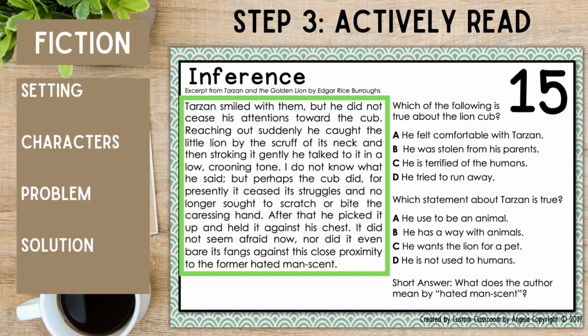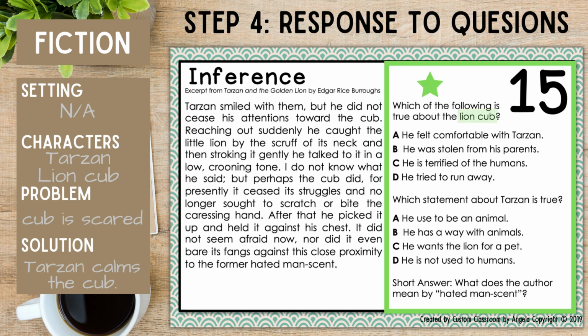We can see that this is a fictional passage about Tarzan. So for step 3, actively read, we will think about setting, character, problem, and solution. In this passage, the setting is hard to tell, but unrelated to the question, so we'll move on. The characters are Tarzan and the lion cub. The problem is the lion cub is scared, and the solution is that Tarzan calms the lion cub. So we'll think about this story as a whole as we begin to answer our inferencing questions.